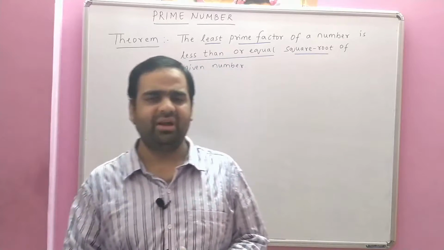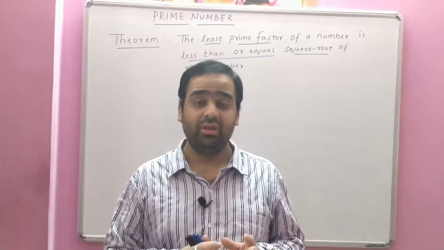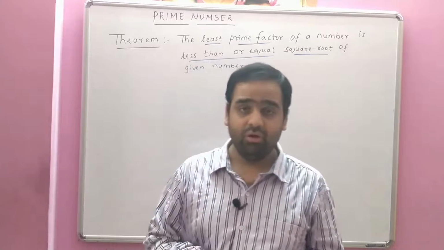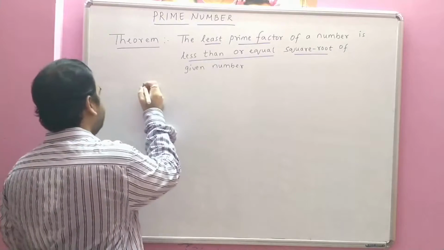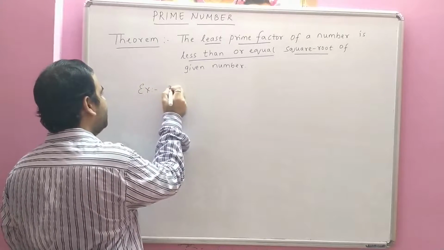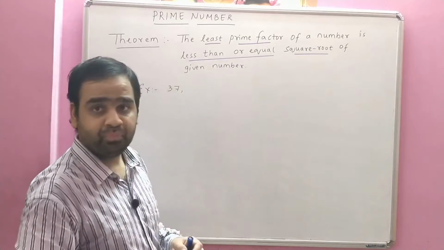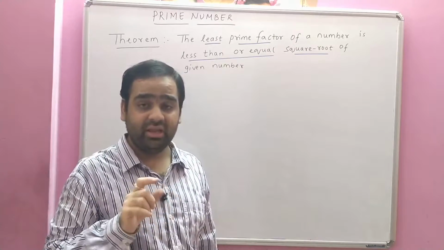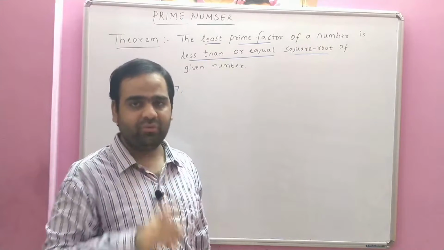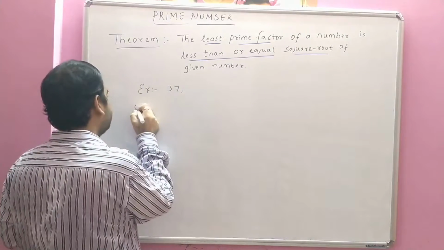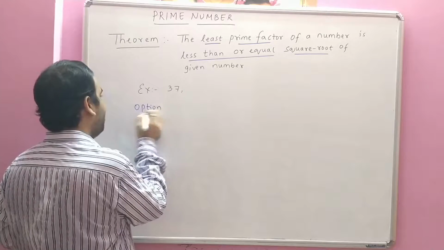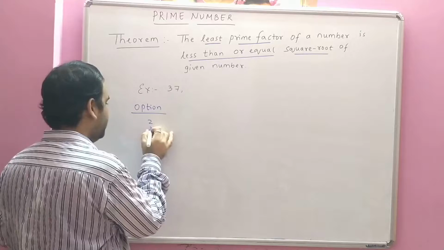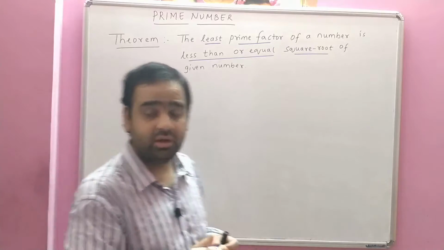The least prime factor of a number is always less than or equal to the square root of the given number. Now, what do I mean? Say for example, we want to find if 37 is prime or not. That means, yes, 37 is prime, we know that. We need to find, is there any factor for 37? The first option is, you may try from 2 till 36.